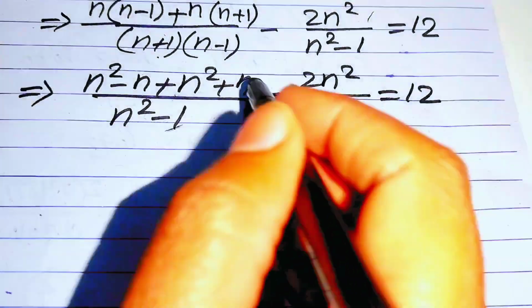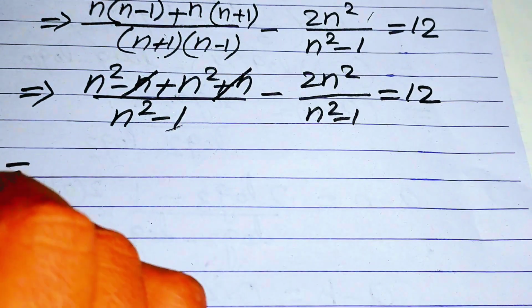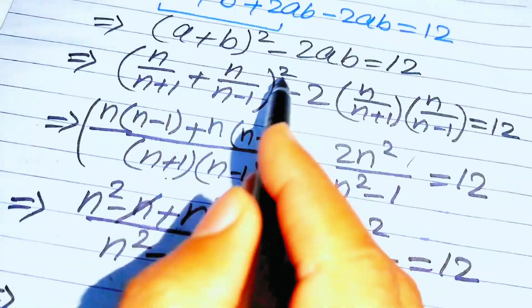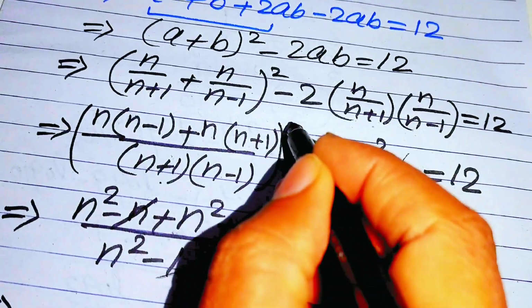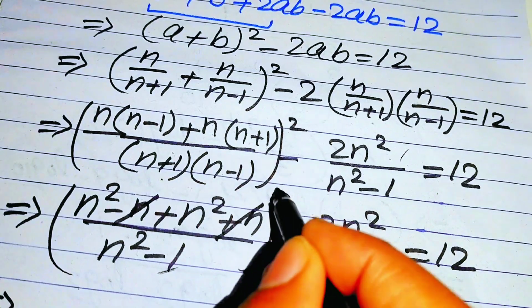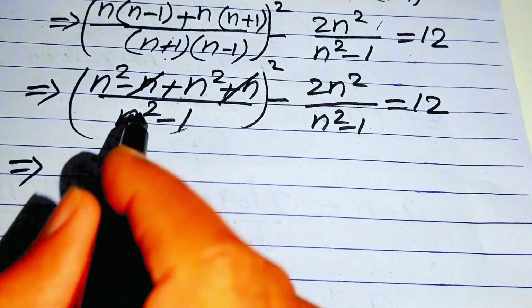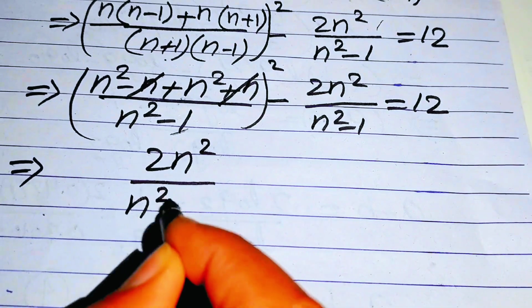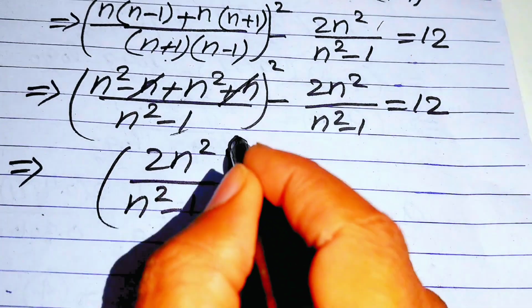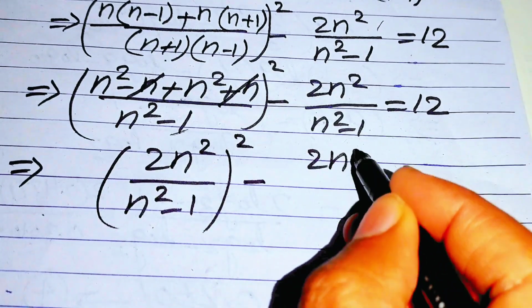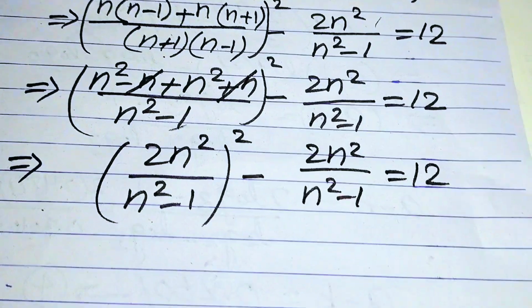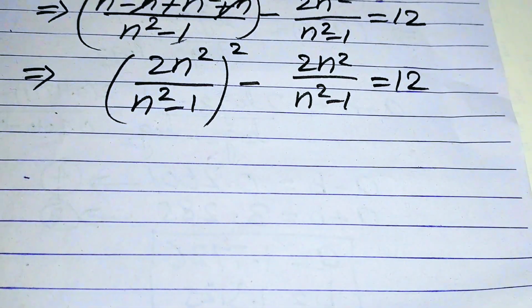So now in the next step you see here this positive n and negative n are cancelled by each other, and we have the whole square of this expression. So here we write the whole square, and now here we get n² + n² becomes 2n² over n² − 1 and its whole square, minus, here we have 2n² over n² − 1 equals 12. So now we convert this algebraic equation into the quadratic form.